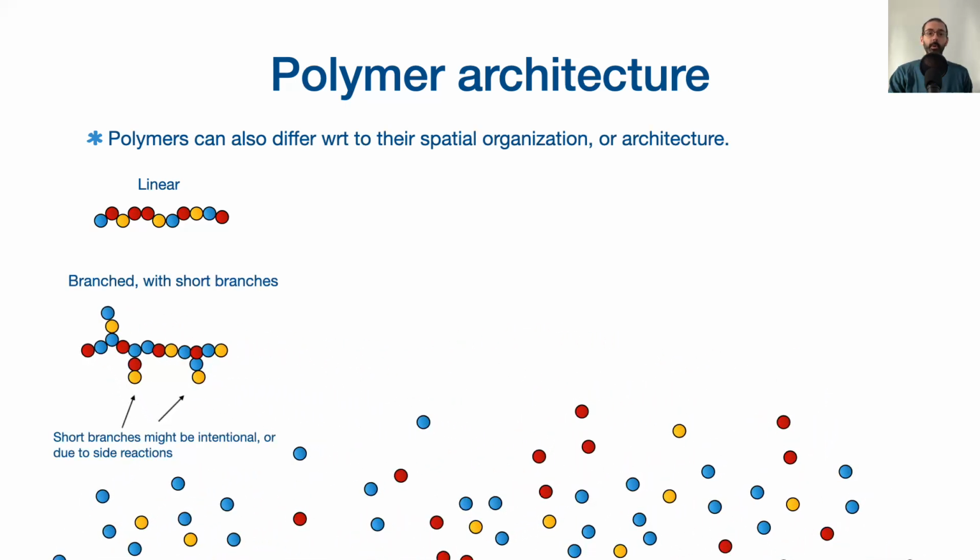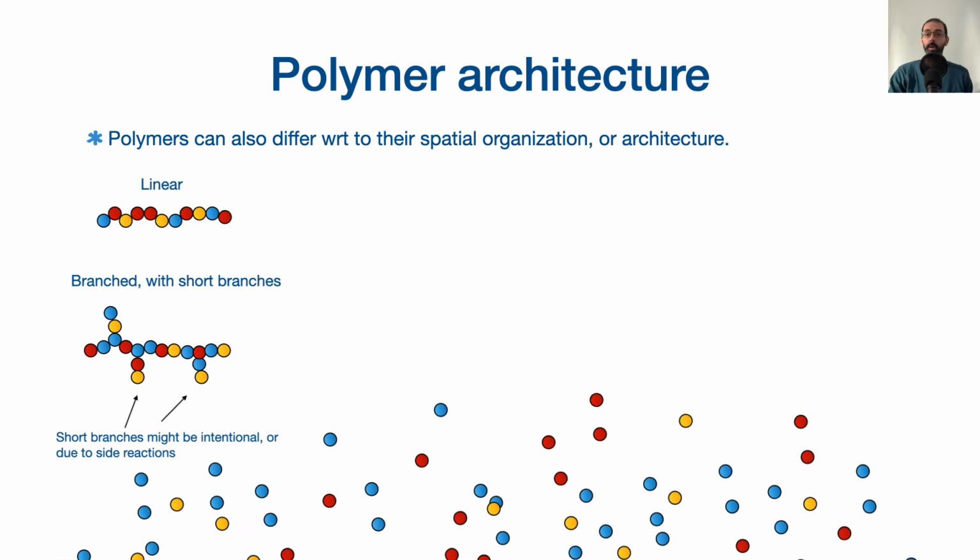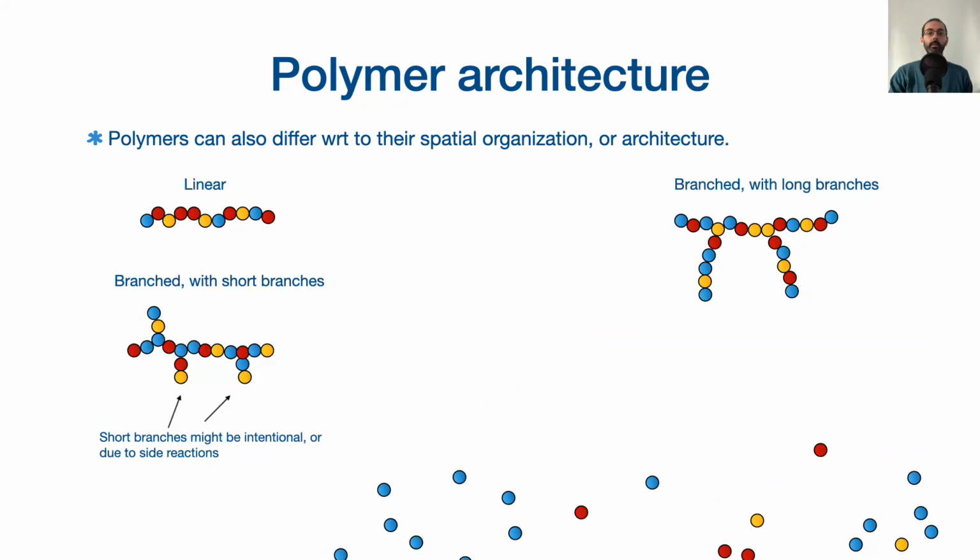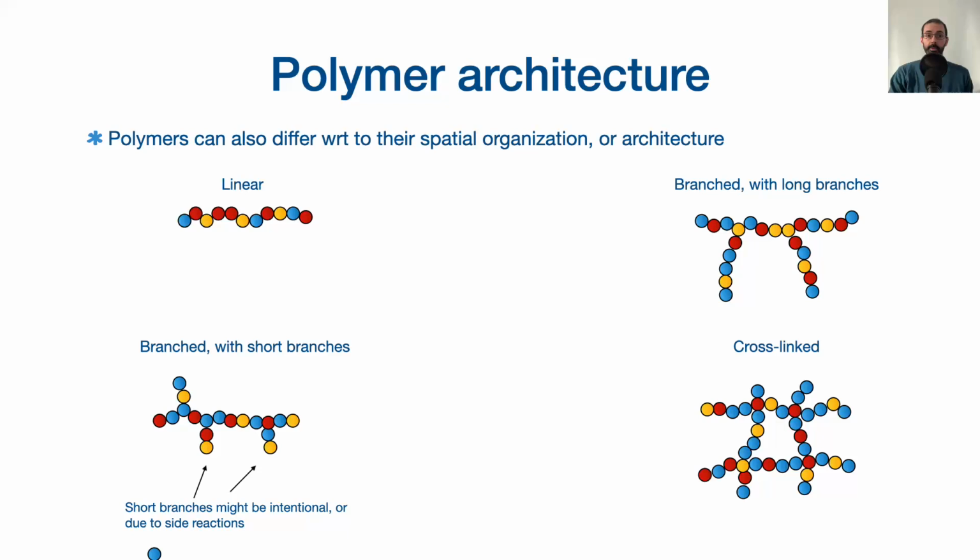But we could have also branched chains, for instance, with short branches that are either intentional or caused by a side reaction. What else could we have? Well, we could have long branches, right? Or we could even have cross-linked polymers, where the chains are really connected to one another. And these ones have very strong mechanical properties, especially when we compare them to just linear chains.